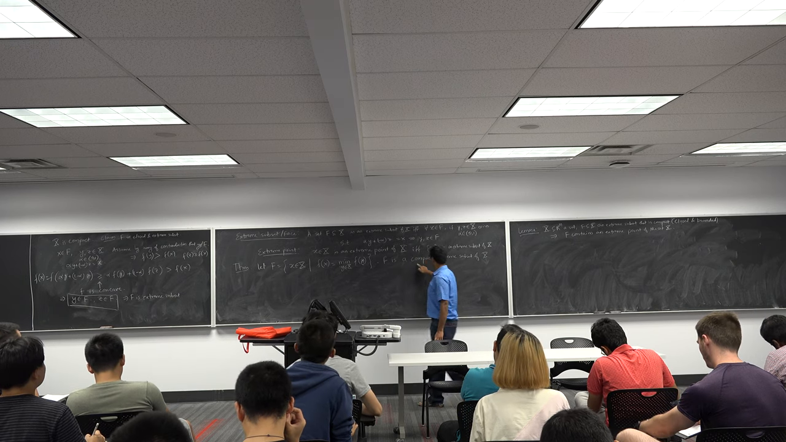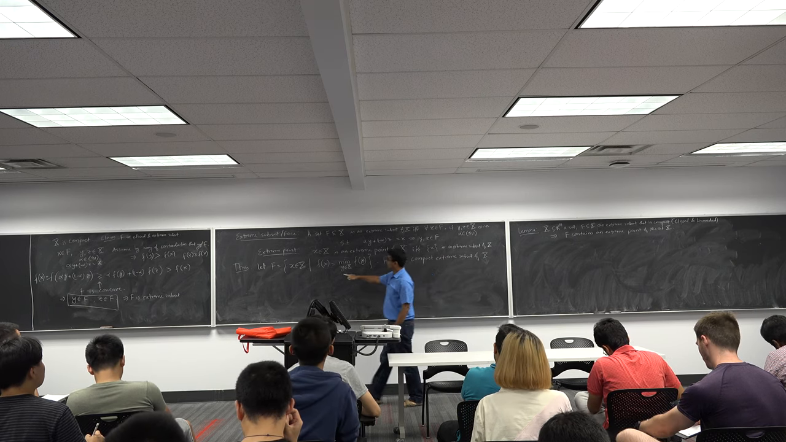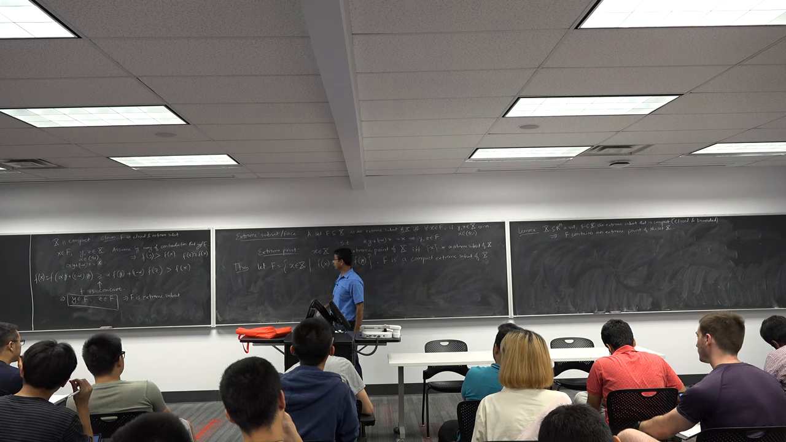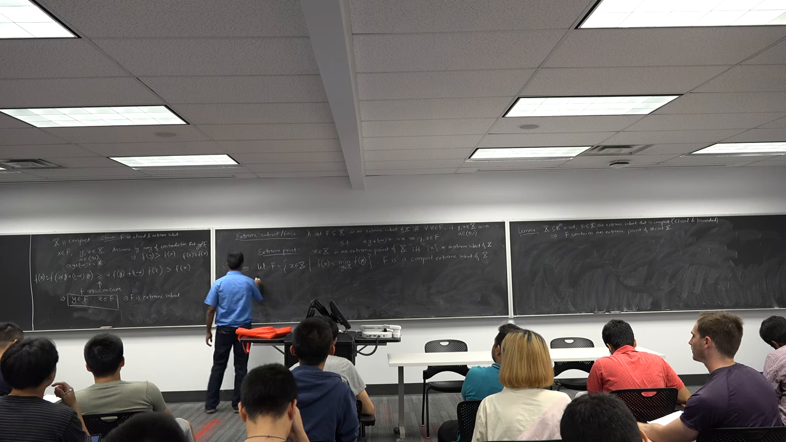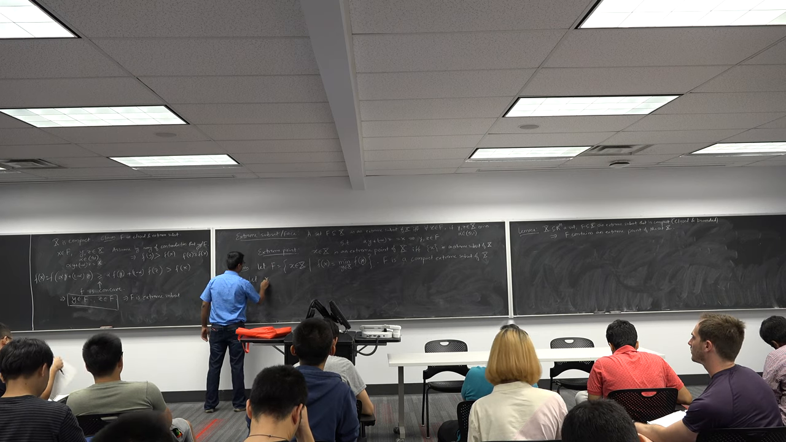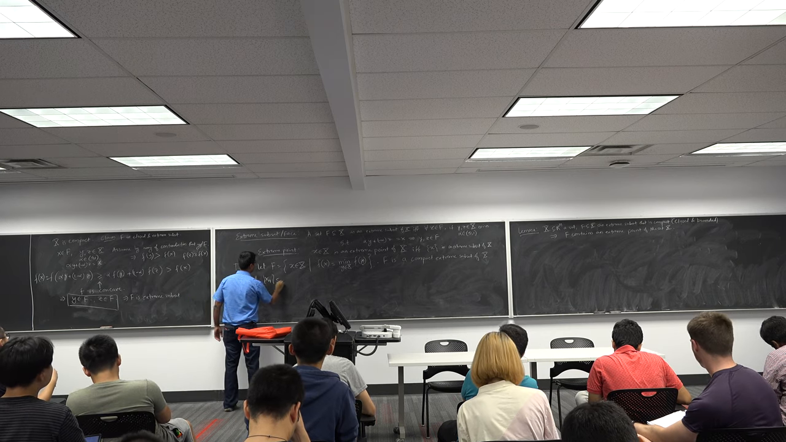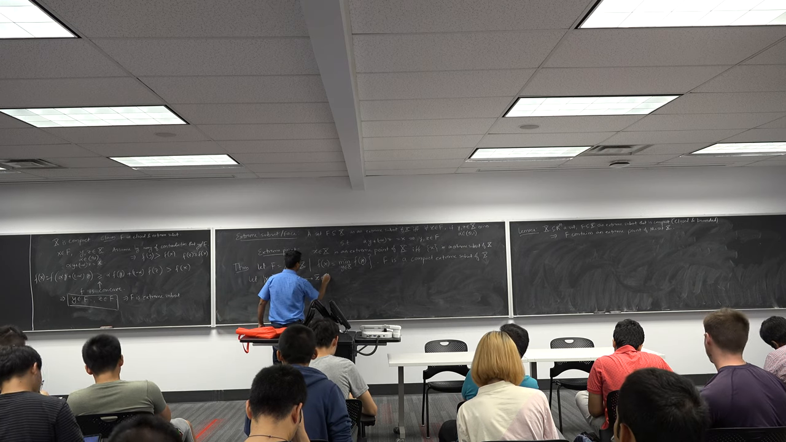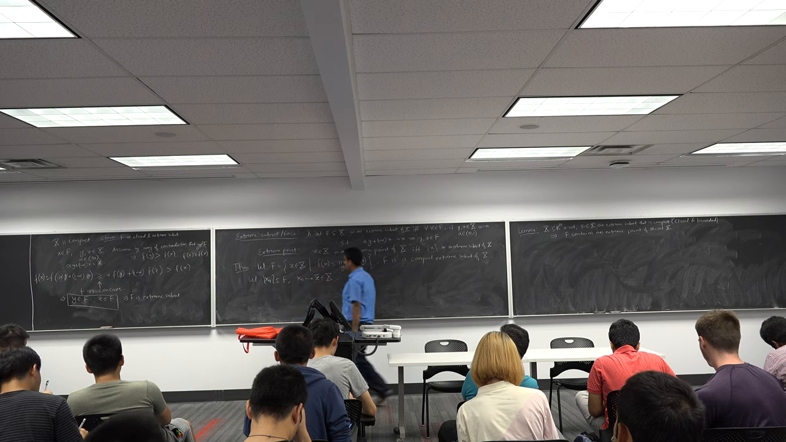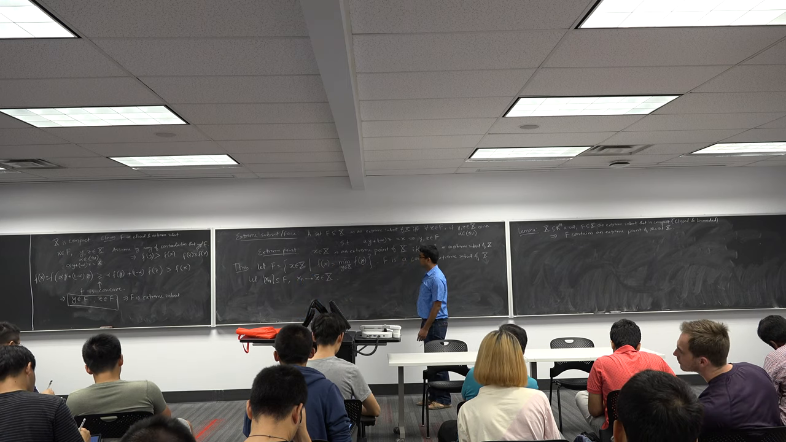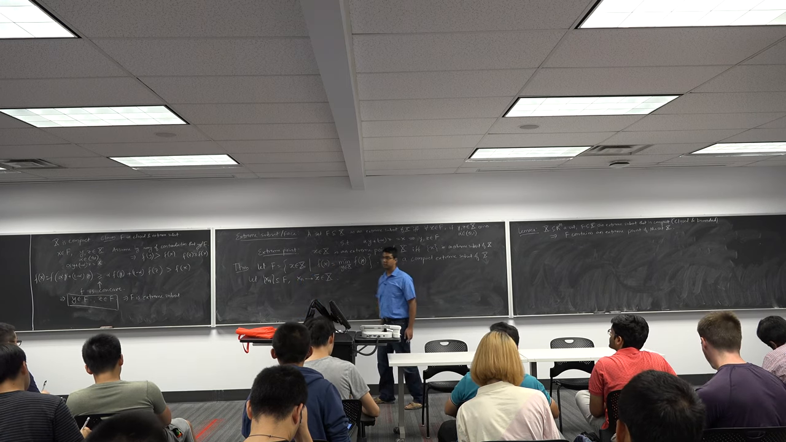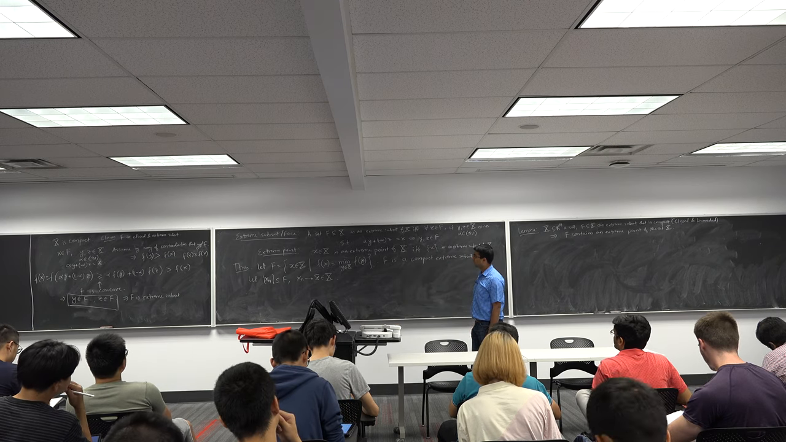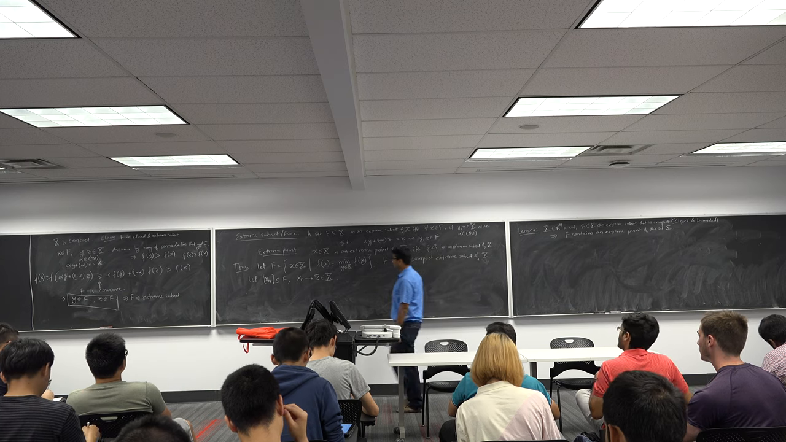No, that doesn't imply that F is closed. So I pick a sequence xn in F. Let xn be a sequence in F. Xn converges to x bar in capital X. I need to show that x bar is in F. Any thoughts? How can I show that x bar is in F?